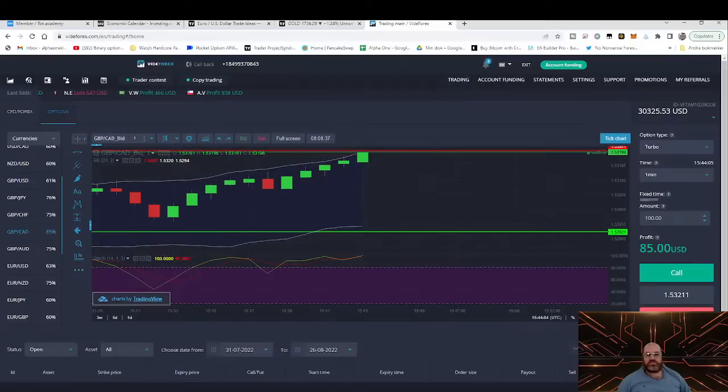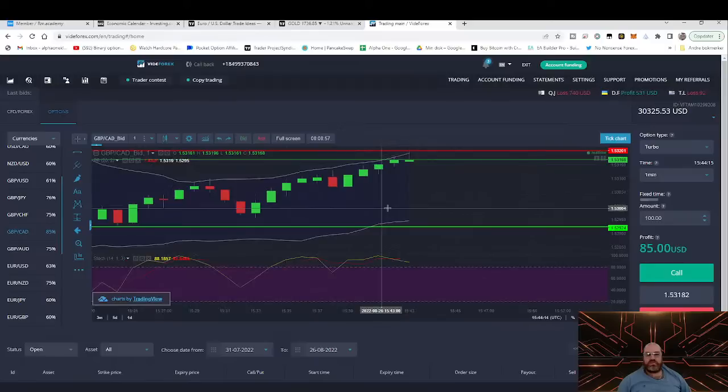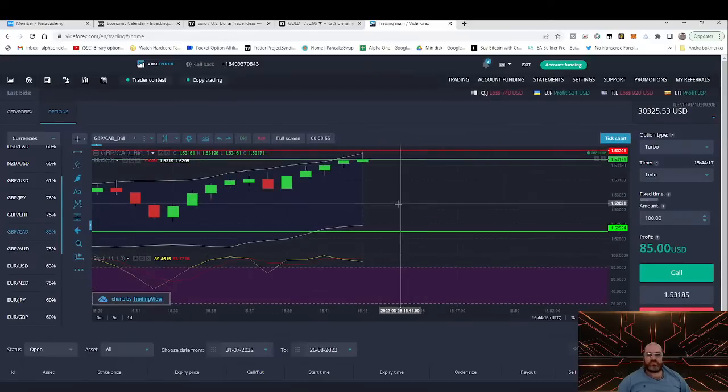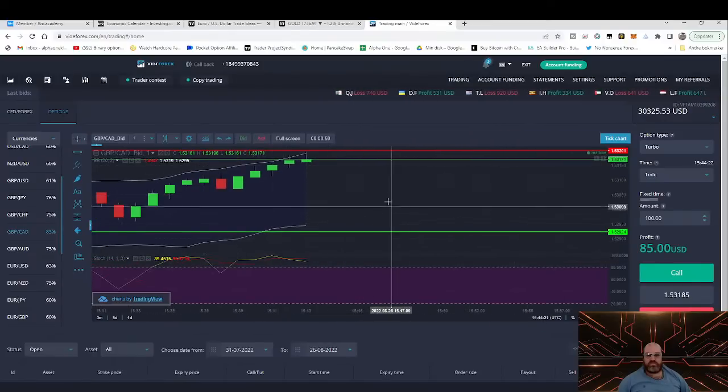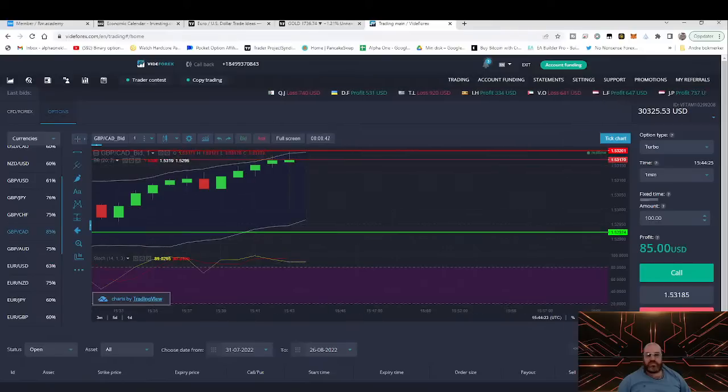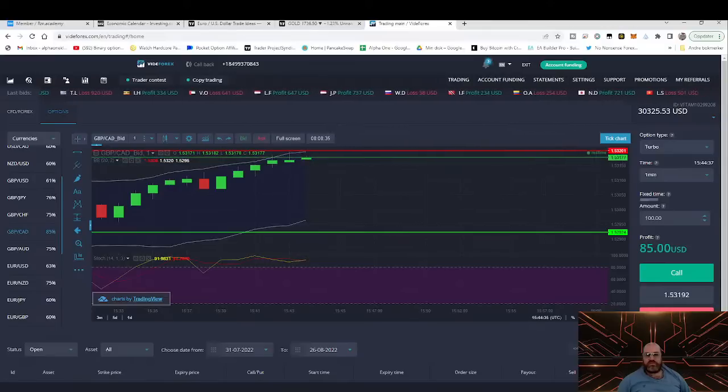Almost. Almost. That was very close. We can take it on this spot also. But here we might have the last opportunity for a trade.